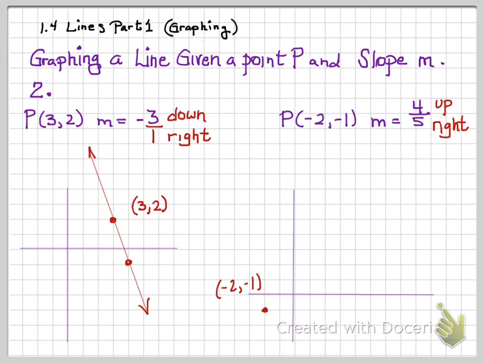So once again, put your pen right on that point, (-2, -1). Count that as a 0, and then start moving up 4, 1, 2, 3, 4, and then right 5, 1, 2, 3, 4, 5. It should be about here. Now you can move right 5 and up 4 also if you want. You don't have to go in order, 4 then 5. You can do the 5, then the 4.